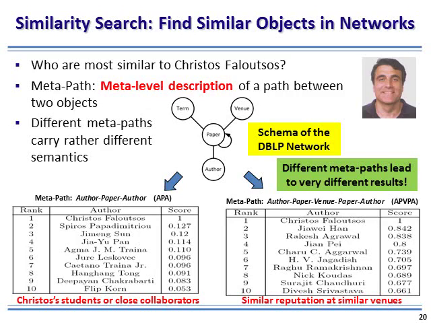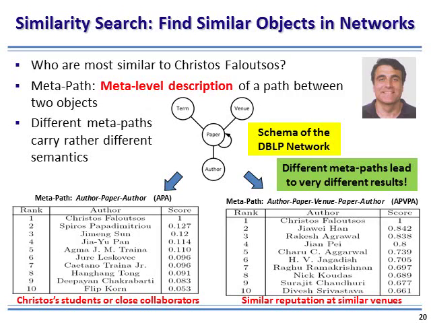But if you look at another one, for example, APVPA, that means you look at this structure: author, paper, and V is venue. They share common venues. Who is most similar? Using the same DBLP data, you probably see me, Rakesh Agrawal, Jiawei Han, these are most similar to him. In the sense that we publish many papers in similar conferences, similar venues.